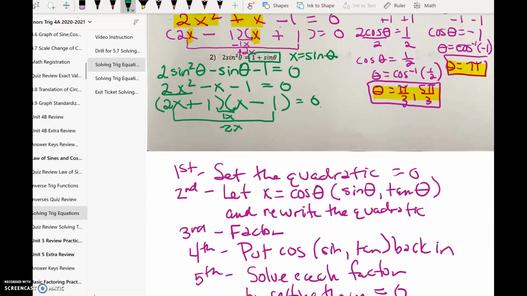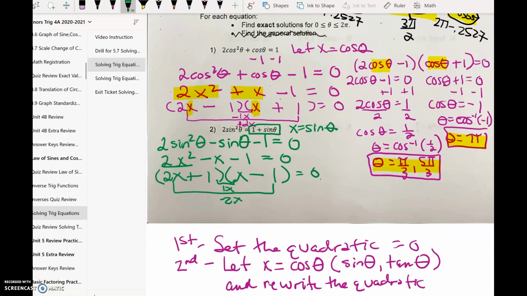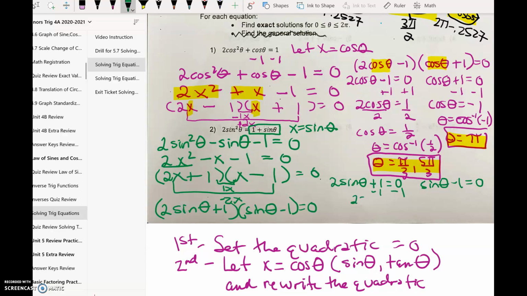My fourth step is to put cosine, sine, or tangent back in. I'm putting sine back in. So 2 sine of theta plus 1 and sine of theta minus 1. And then I'm going to take each of these factors and solve it. 2 sine of theta plus 1 equals 0 and sine of theta minus 1 equals 0. Going to subtract 1. 2 sine of theta equals -1. Divide by 2. Take the inverse.